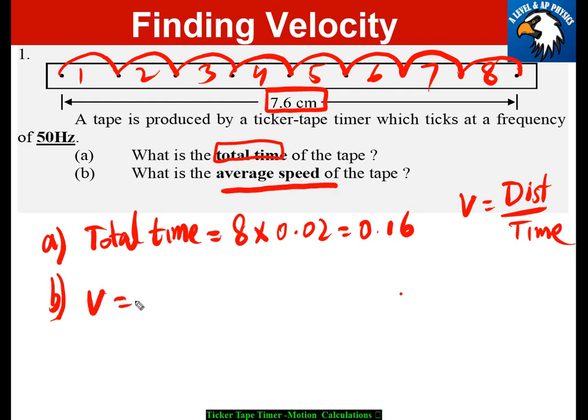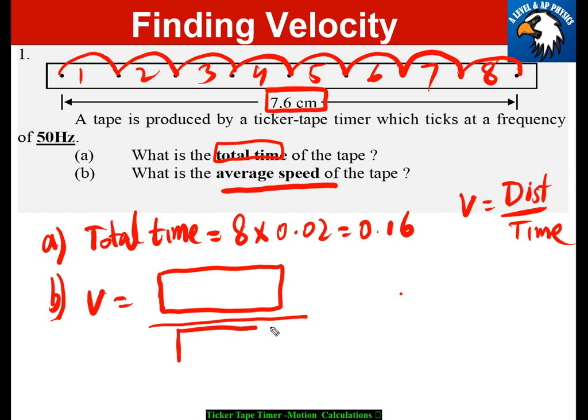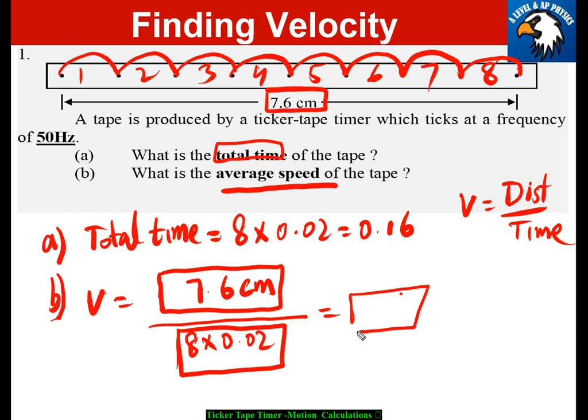Now, how can we calculate the average speed? As I mentioned before, we need to find the total distance, or total displacement, divided by total time. In this case, the total displacement that is given is 7.6 centimeters, and the number of ticks we have is 8, and the time for one tick is 0.02. So we can calculate velocity in this case. Our final answer will be in centimeters per second. So this is how we can calculate. Let me show you my calculations.